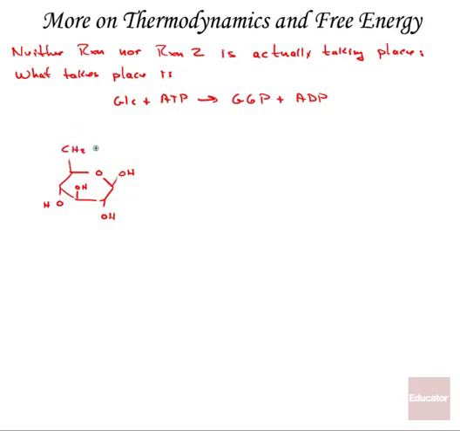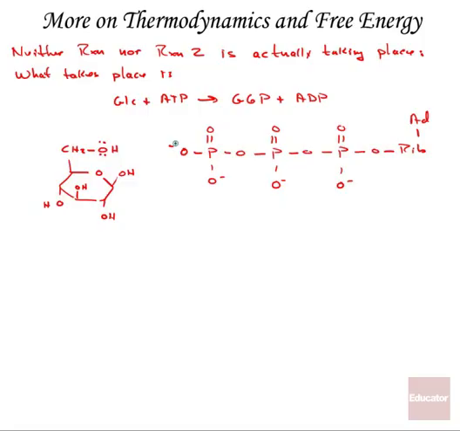Now we have CH2OH. This is our number 6 carbon over here. So we have adenosine triphosphate. Let me write this one over here. So we have O, P, O, P, O, P, O, ribose, and adenine, with a minus on each of the oxygens.